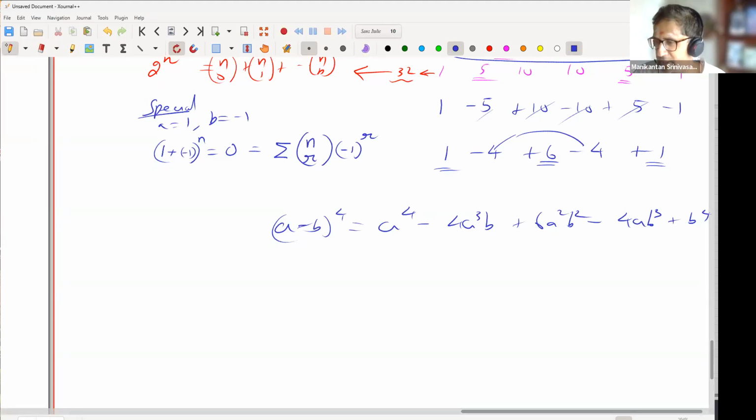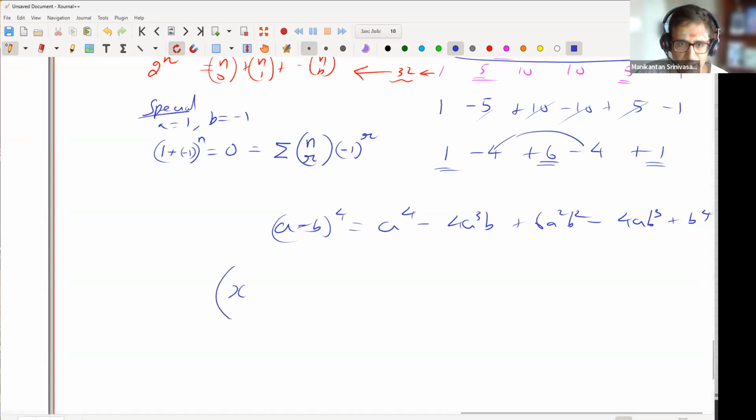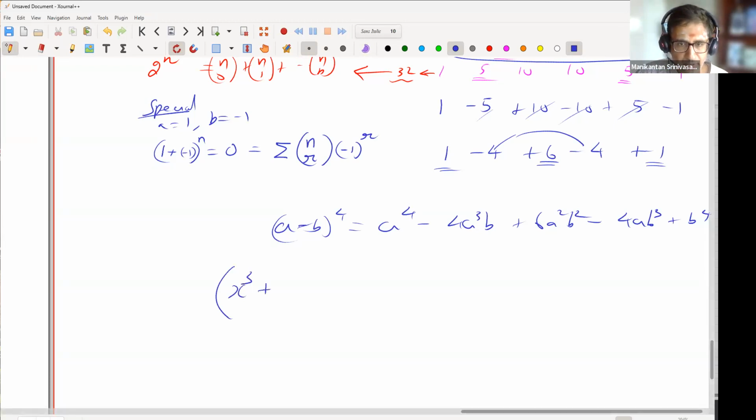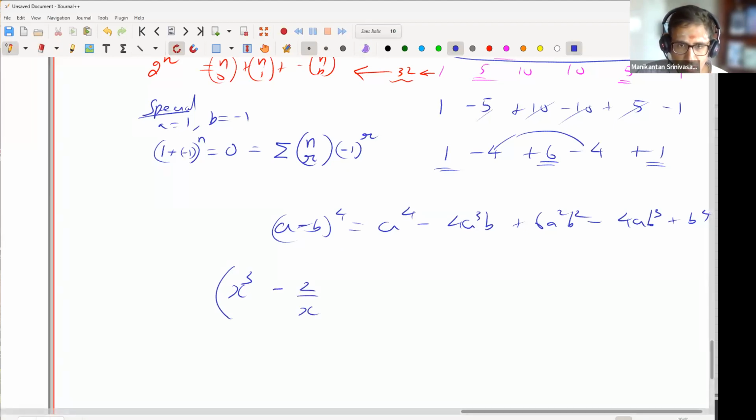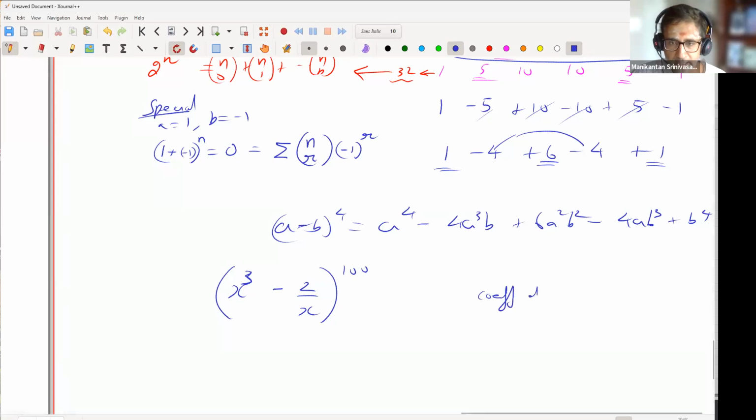So binomial, that's pretty much what I wanted to cover, and this is something you would have done in school itself. If I have some random expression like x cubed minus 2 by x whole power 100, let's say, you should be able to find any particular coefficient, let's say the coefficient of x power 78, something like this. Will 78 work? Let me just see. Okay, fine. We'll find a coefficient of x power.